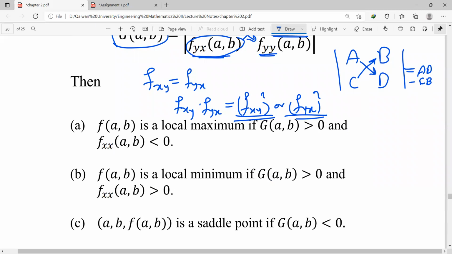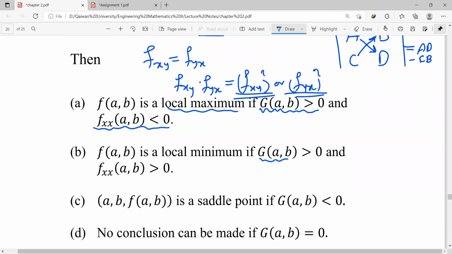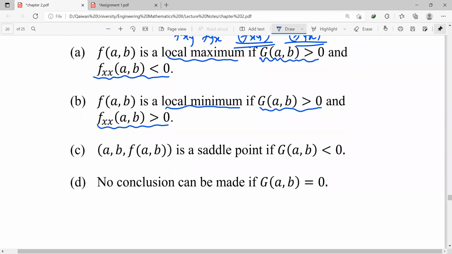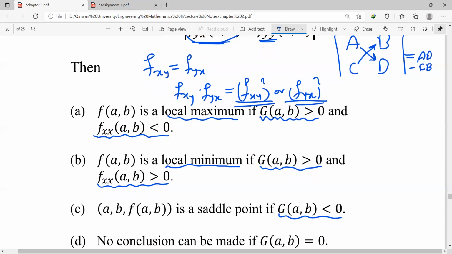We say if g is bigger than 0 and f sub xx is less than 0, then the point is a maximum point. If g is greater than 0 and f sub xx is also greater than 0, we say it's a local minimum. In both cases above, for maximum and minimum, g must be greater than 0. And if f sub xx is less than 0, it's a maximum. If it's greater than 0, it's a minimum.